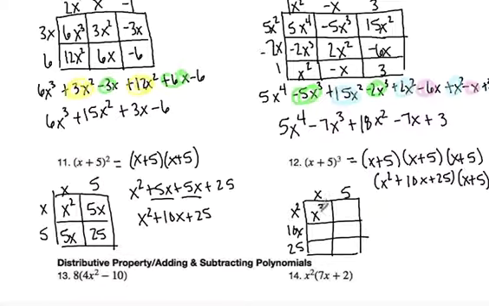X squared times x is x cubed. X squared times 5 is 5x squared. 10x times x is 10x squared. 10x times 5 is 50x. 25 times x is 25x, and 25 times 5 is 125. So now we are going to combine our like terms. And you can take these out if that makes life easier on you. But your final answer would be x cubed plus 15x squared plus 75x plus 125.